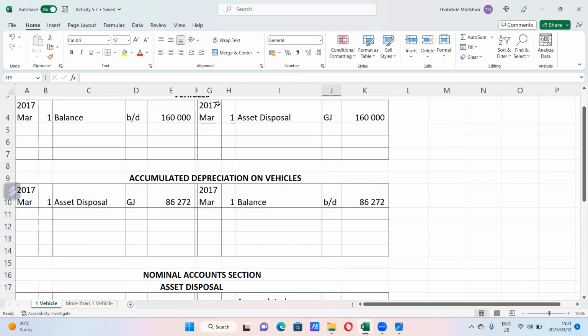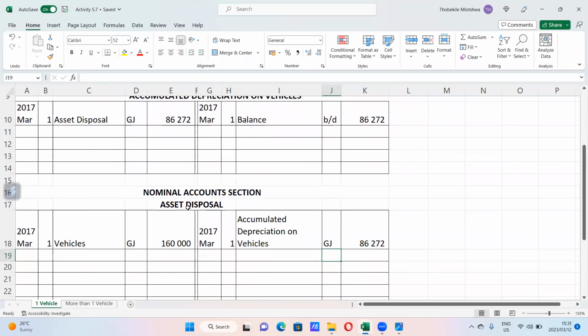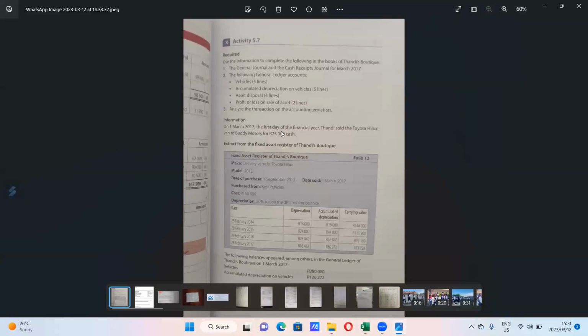So we are done with these 2 accounts. Everything that's going to happen from now on is going to happen in the asset disposal. So we would have recorded the sale. They say we sold it for 75,000. Here we sold this vehicle for 75,000 cash. So we would have recorded in the CRJ. That's why they wanted us to do the CRJ, but it's fine. I'm going to do it here.